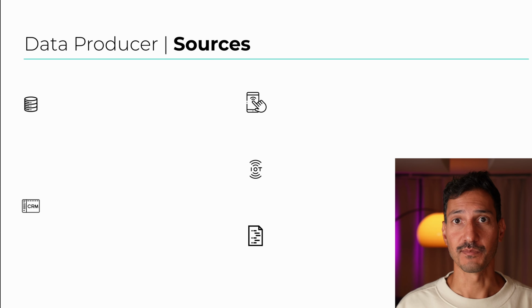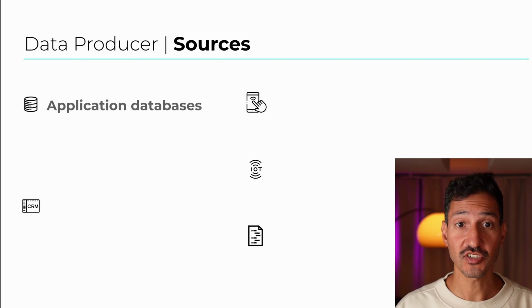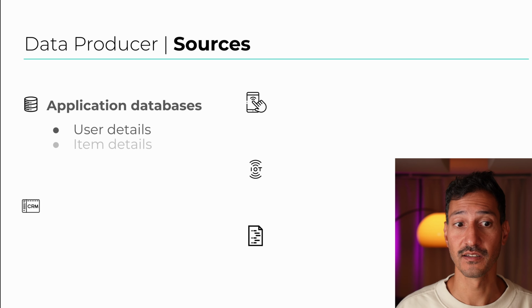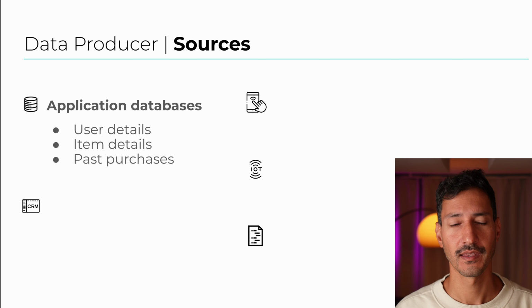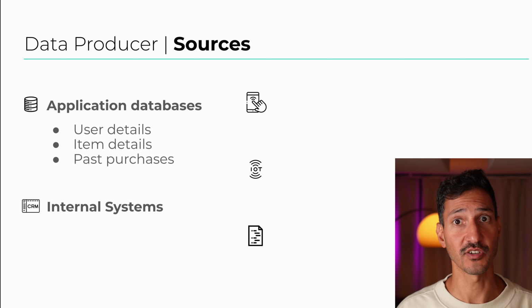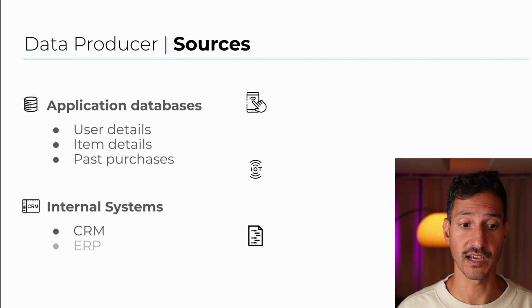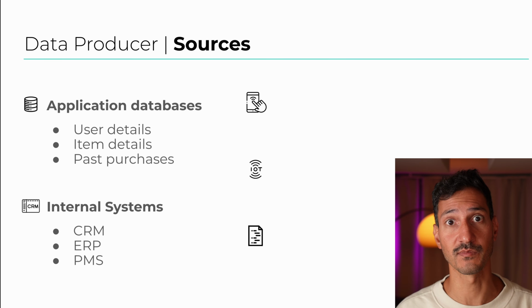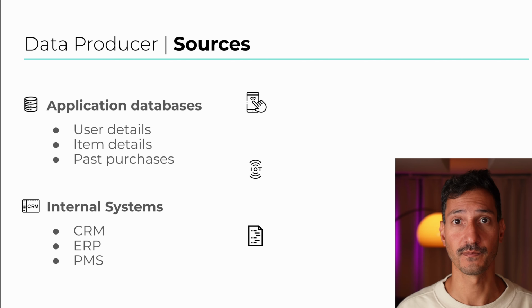Let's start by looking at the first layer, the data producers. Every company has a plethora of data sources. Some examples include application databases. These might contain user details, item details, or past purchases. Most companies have other internal systems such as CRM, ERP, or PMS systems which contain valuable information.